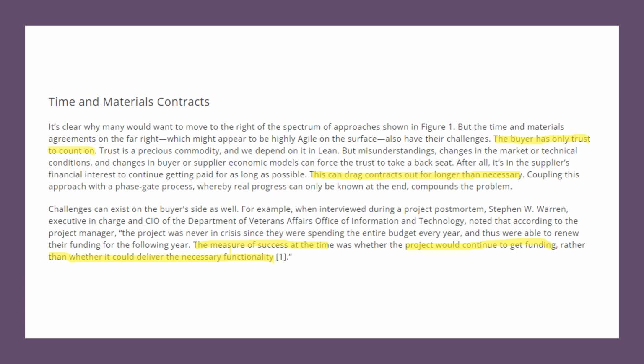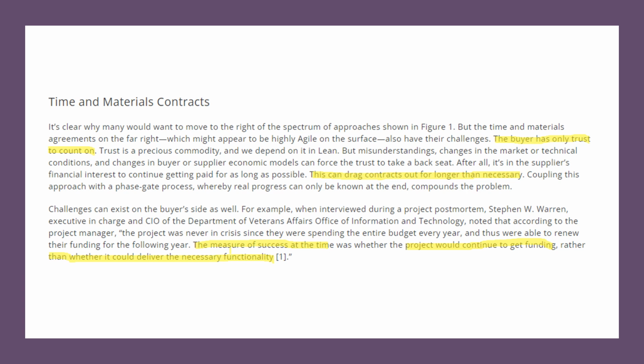After all, it's in the supplier's financial interest to continue getting paid for as long as possible. So this can drag the contracts out for longer than necessary. Coupling this approach with the phase gate process, whereby real progress can only be known at the end, compounds the problem. Challenges can exist on the buyer side as well.